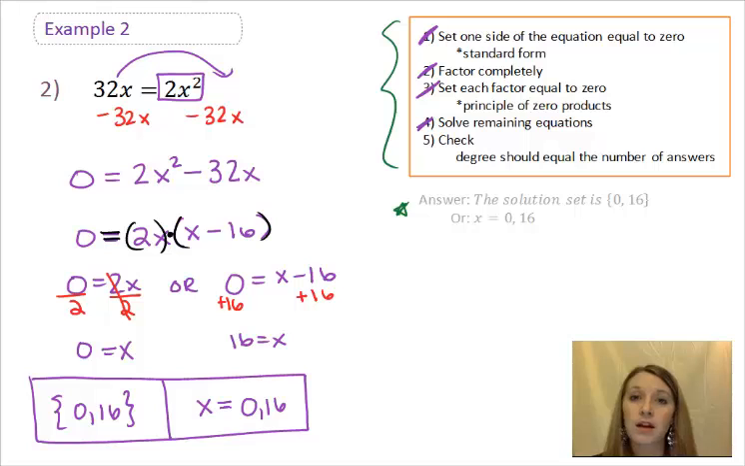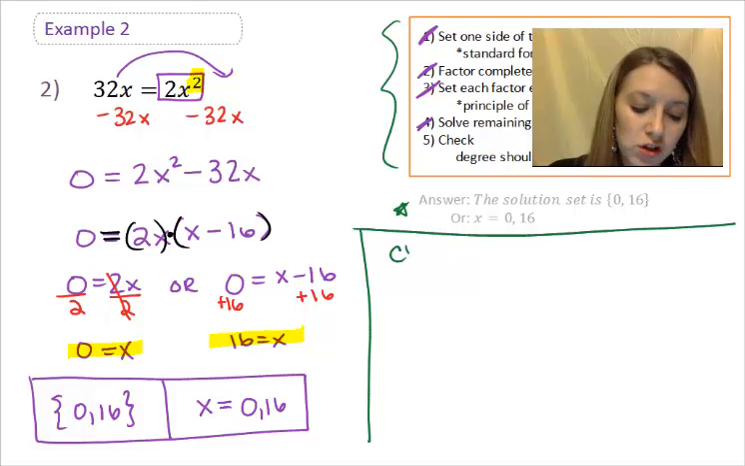Now let me check it. First, I want to check to make sure I have the correct number of solutions. If I look at my degree of this problem, my degree is 2. And I have 2 solutions. So that at least matches what I need. Now let me fully check to make sure that each of these works.